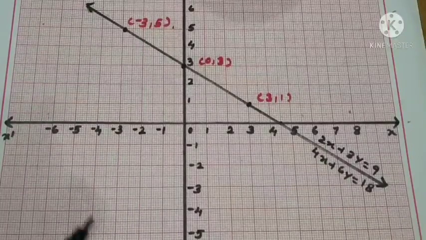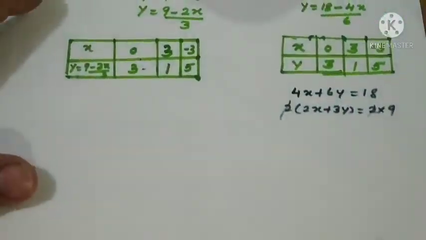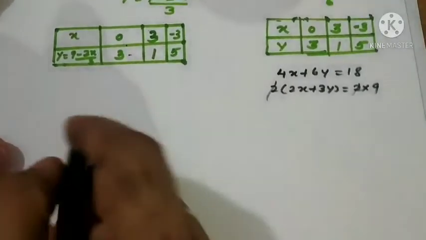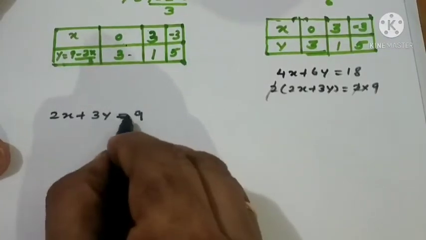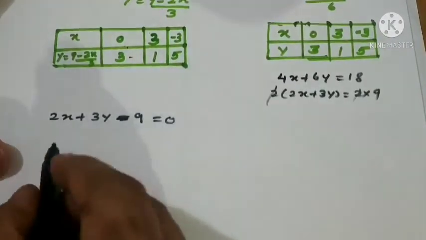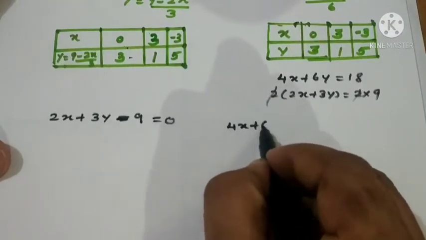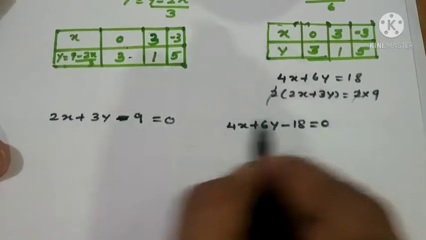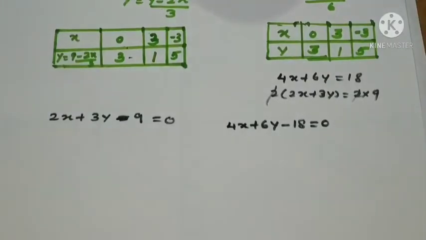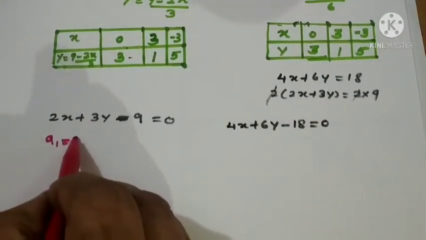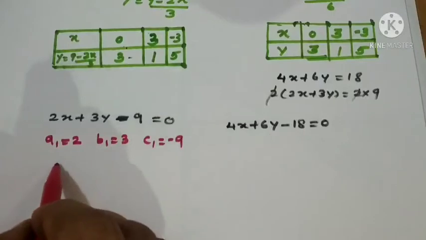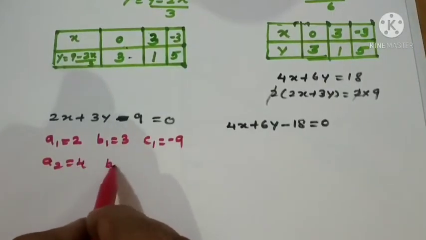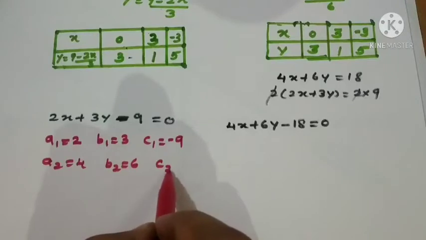Now how to prove this means, we should again go back to our a1 by a2, b1 by b2. Let us see what is here. So once again I am writing down the question: 2x plus 3y minus 9 equal to 0, right? Next equation is 4x plus 6y minus 18 equal to 0 only. Now after comparing, we will write what is a1. a1 equal to 2, b1 equal to 3 and c1 equal to minus 9. Similarly, a2 equal to 4, b2 equal to 6 and c2 equal to minus 18.